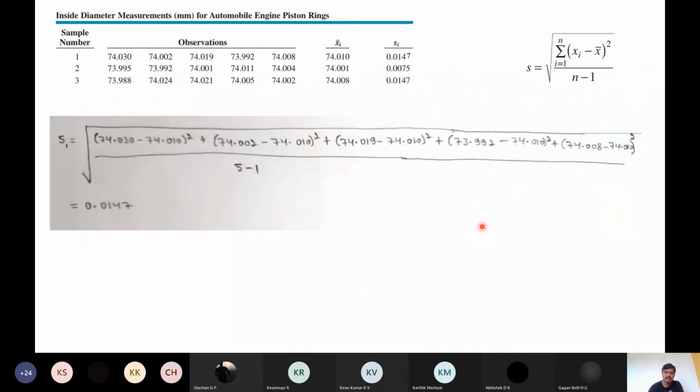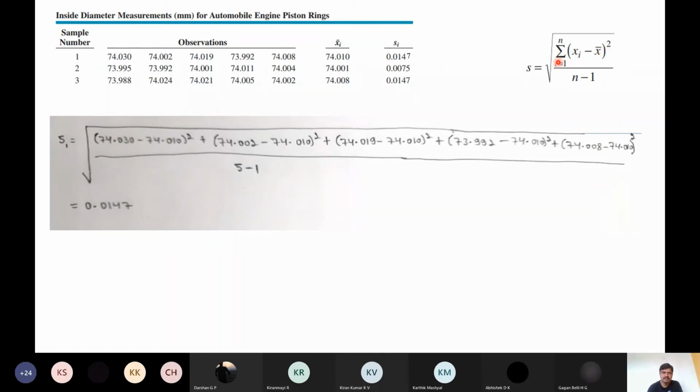Next, I will explain how to get the S value. Compared to finding the R value, finding this S value will consume time. First, this is the equation. First you should know X bar, so first find out X bar. For this, the X bar value is 74.010. Next, Xi. You have to do the summation of these differences, the square of the difference of Xi and X bar.